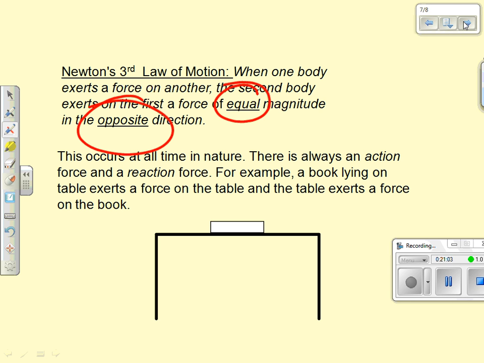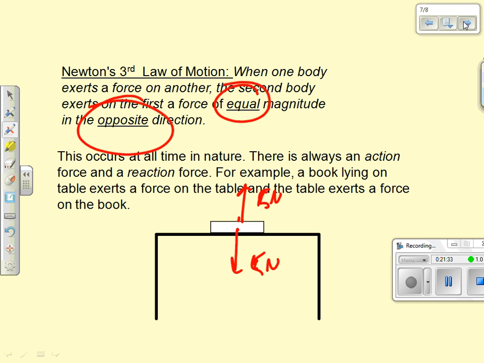Okay, so for example, the textbook sitting here has a weight of about 5 newtons or so. Gravity's pulling down with 5 newtons. The table has to do what? Push up with 5 newtons. 5 newtons down, 5 newtons up. I'm going to ask that question again. How many people think the book is moving? It's not. How many people think the book is not moving?